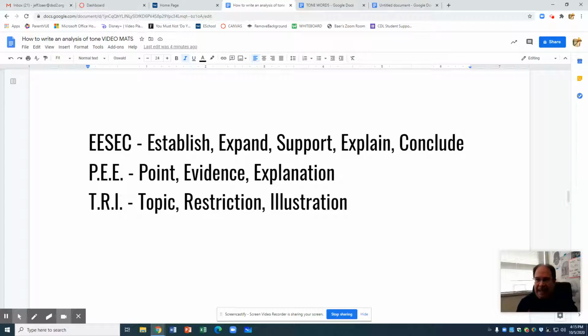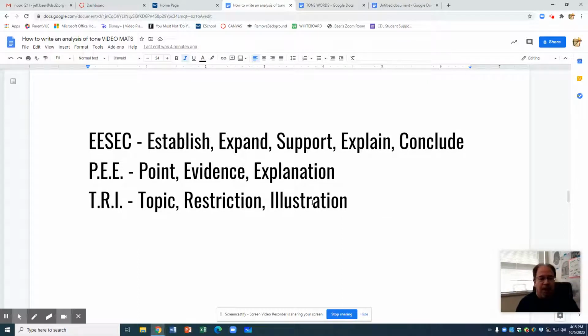You have to connect the dots for us. And that's my little pet term that I love to use. Connect the dots. Show us how you got from your evidence to your conclusion. And that's what the explanation is really all about.